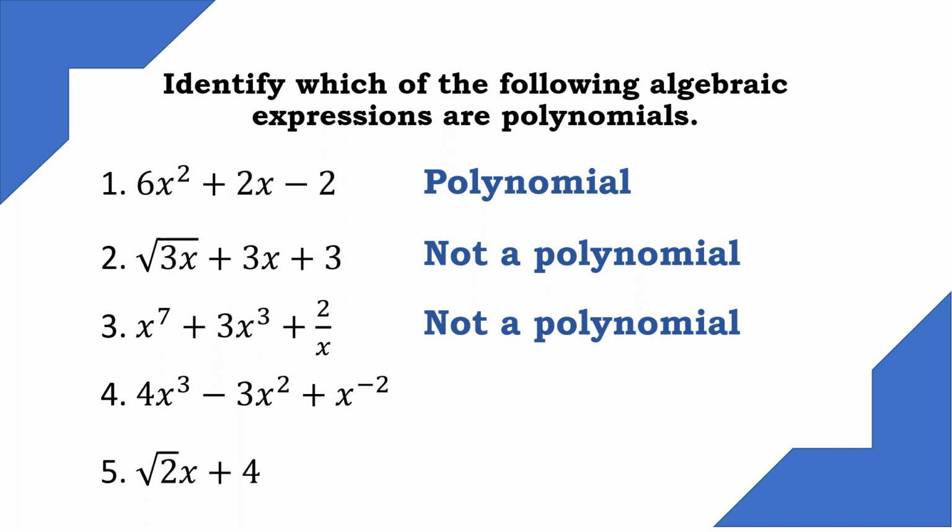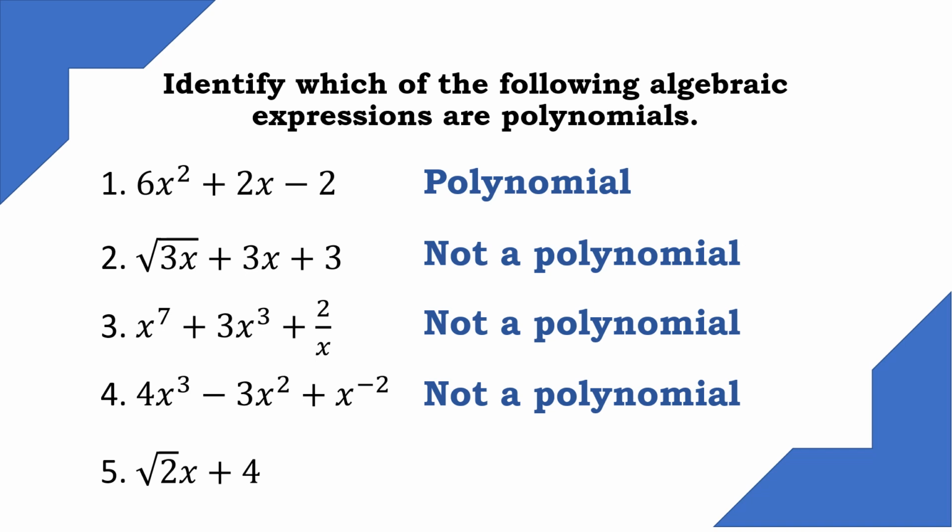So for number 4, we have 4x cubed minus 3x squared plus x raised to negative 2. Obviously, this is not a polynomial. This is not a polynomial because the exponents of the variable x are negative.